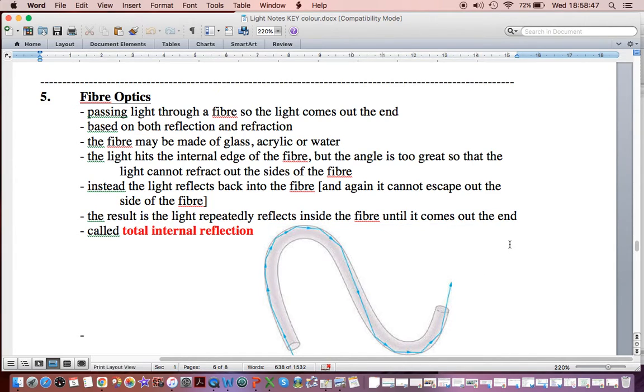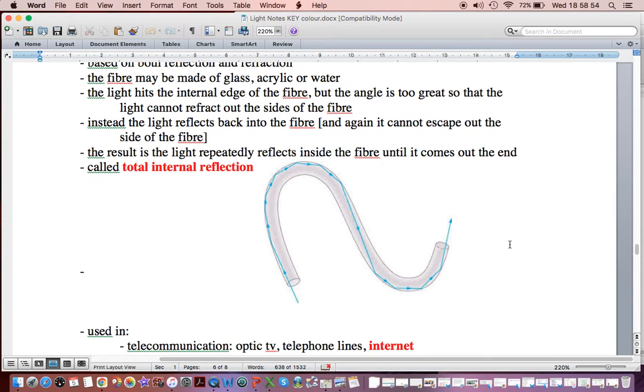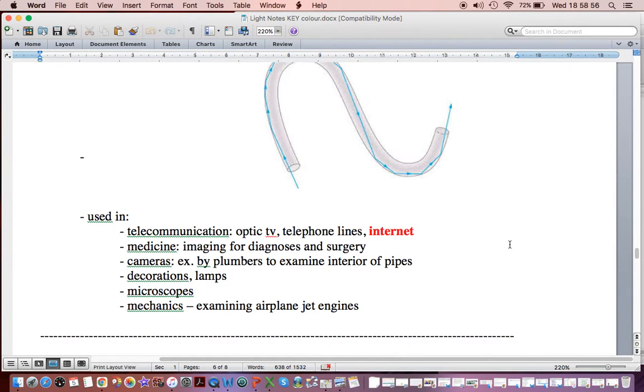And that's why you're able to pour light out of that jar filled with water. And we had that crazy coiled tube where the light would go in one end of the tube and come out the other. Here are examples of uses.